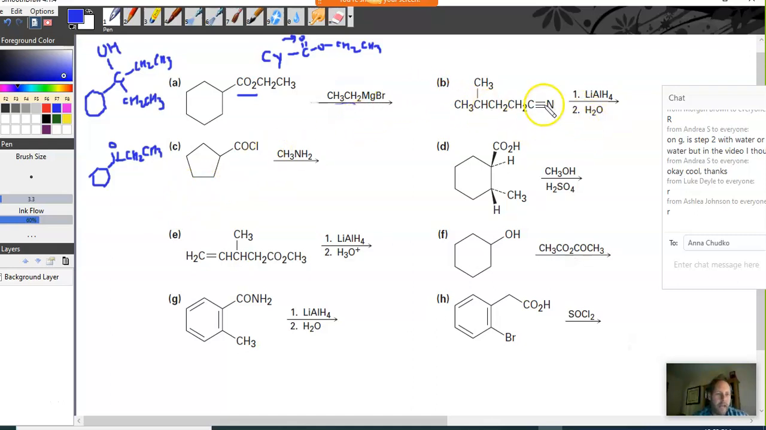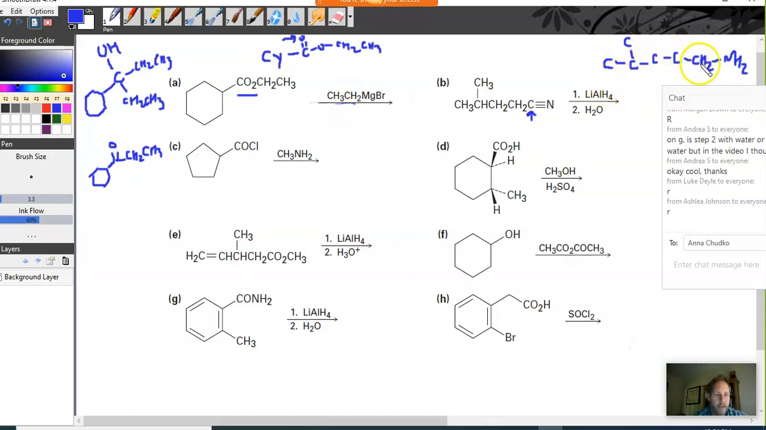Okay, the next one. I don't think we particularly talked about this reaction in class, but it is on the video and in the chapter. LAH basically adds hydrides onto this carbon, and it gets rid of these pi bonds. So you basically form the amine. I'm not going to write the hydrogens in because it's going to take too much time. And then you'll have CH2NH2. So that's what your product should be.